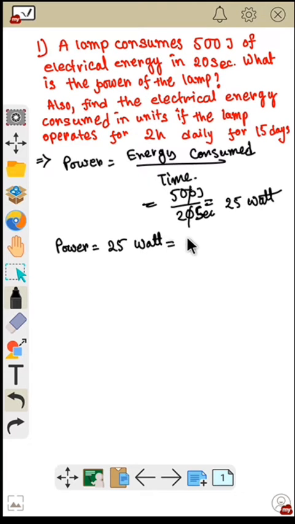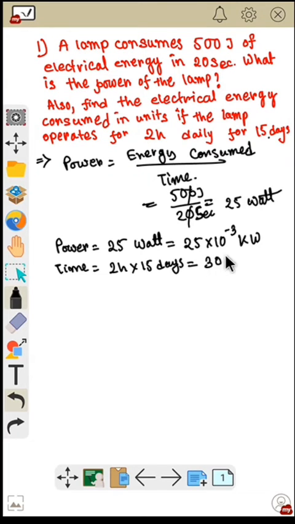We can write 25 into 10 to the power minus 3 kilowatt, if you divide it by 1000, so it will be in kilowatt. So this is power. And what is the time? Time is 2 hours daily for 15 days. So 2 hours for 15 days. That means total time is 2 into 15, that is 30 hours. 30 hours is the time. Now what will be the energy?